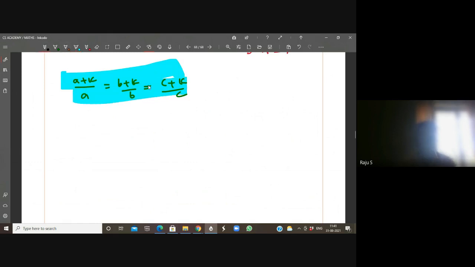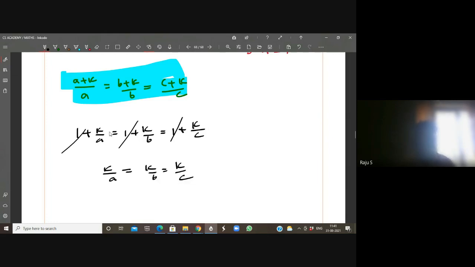After getting this, shall I write 1 plus k by a is equal to 1 plus k by b, 1 plus k by c? Yes, we can write. Now 1, 1, 1 we can cancel. So finally k by a is equal to k by b is equal to k by c. When I equate the first two, k gets cancelled. 1 by a is equal to 1 by b, which implies its reciprocal is a is equal to b. When I equate the last two, k gets cancelled. 1 by b is equal to 1 by c. From that we can write b is equal to c. So finally a is equal to b is equal to c.